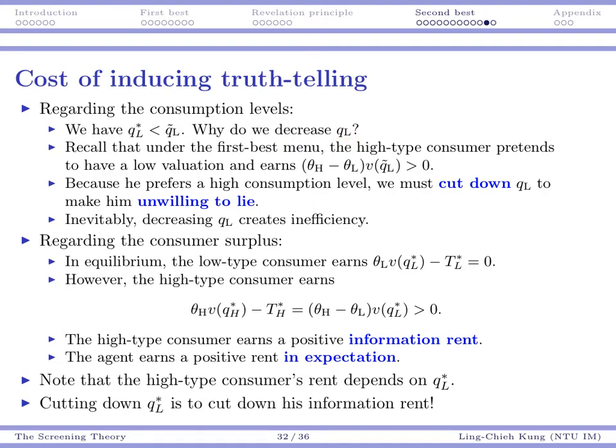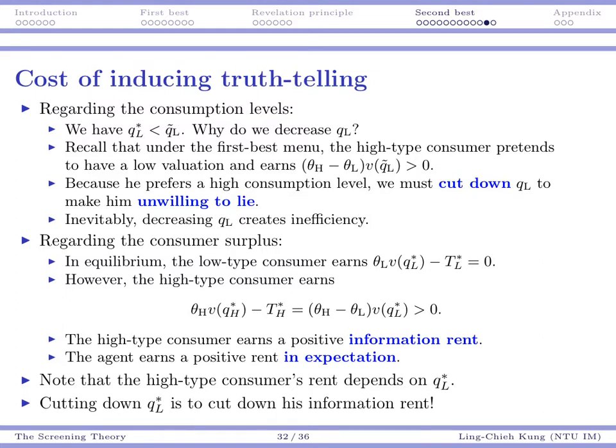Why does the seller want to decrease QL? Remind yourself that the seller is trying to maximize its own profit. So the seller does so. If the seller does so, it must be because it is beneficial. So think about this. Suppose the seller offers the first best menu, then the high type consumer will pretend to be a low type, and the positive payment that the high type consumer can get is derived like this, right?